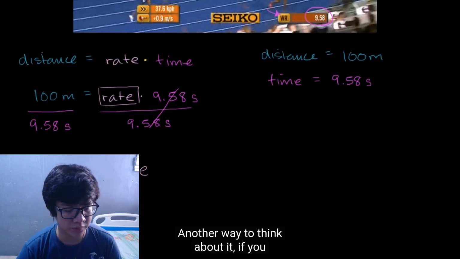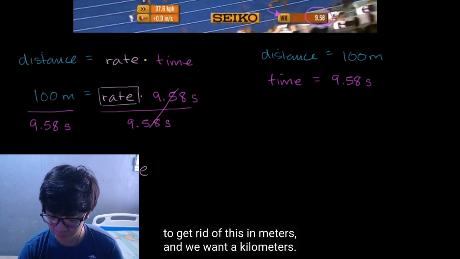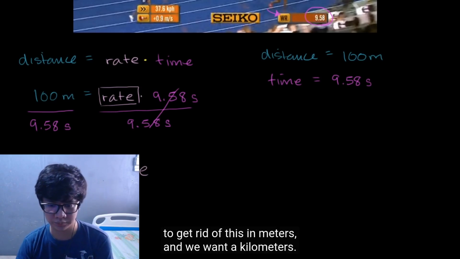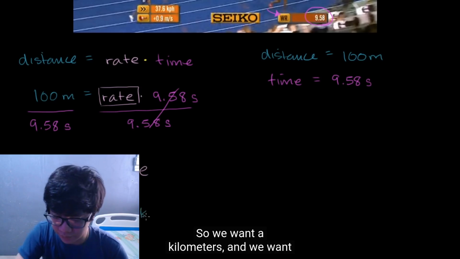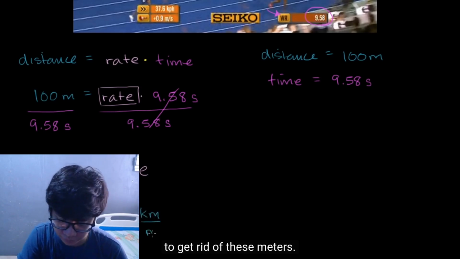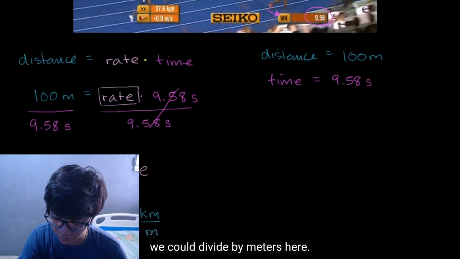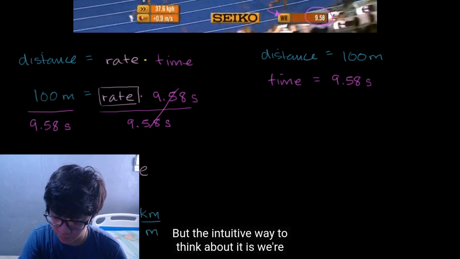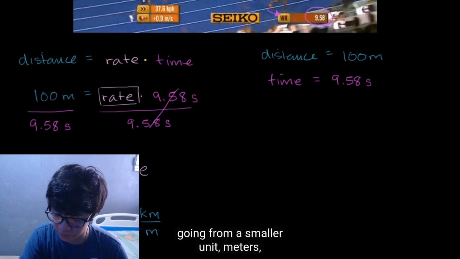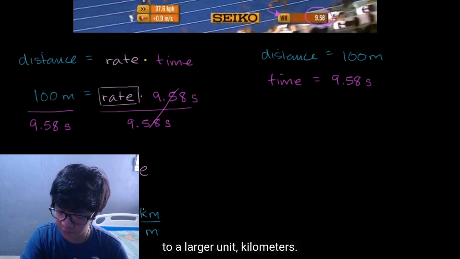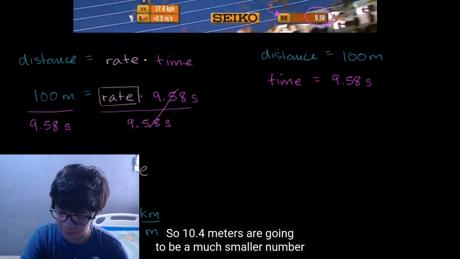Another way to think about it, if you want to focus on the units, we want to get rid of these meters and we want kilometers. So if we had meters in the numerator, we could divide by meters here and they would cancel out. But the intuitive way to think about it is we're going from a smaller unit, meters, to a larger unit, kilometers. So 10.4 meters are going to be a much smaller number of kilometers.